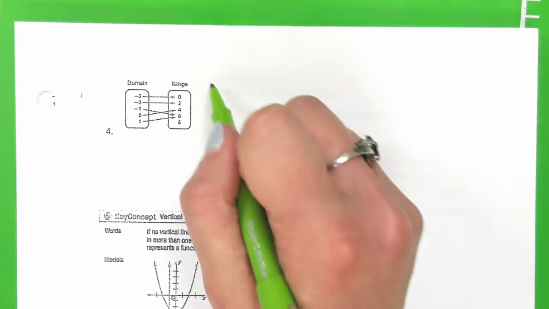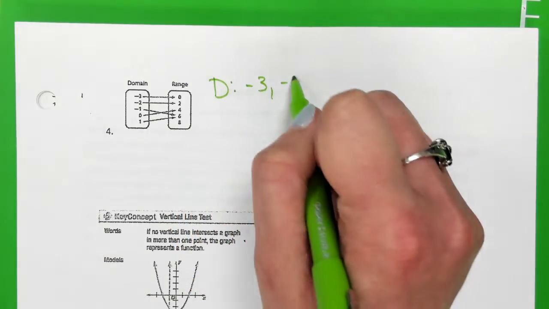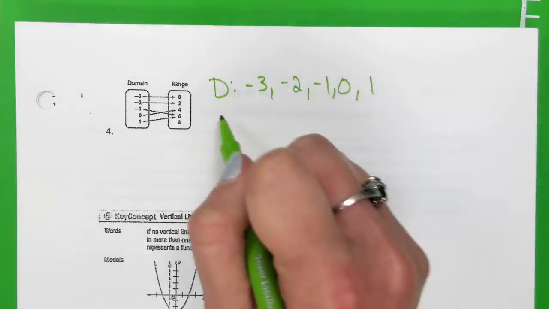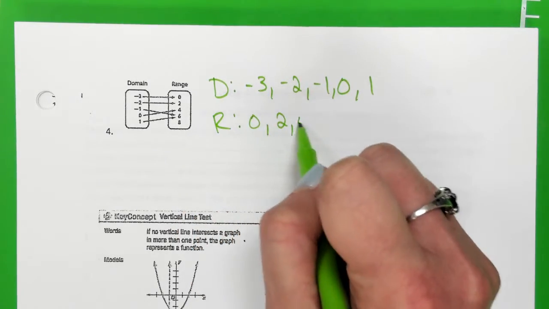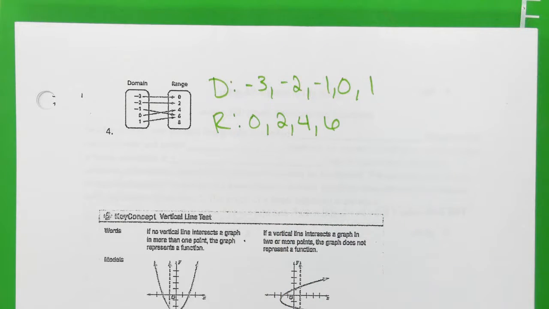What's the domain? Yeah. And be careful. What's your range? 0, 3, 4, 6. Perfect. Why not 8? Because of those arrows. There you go.